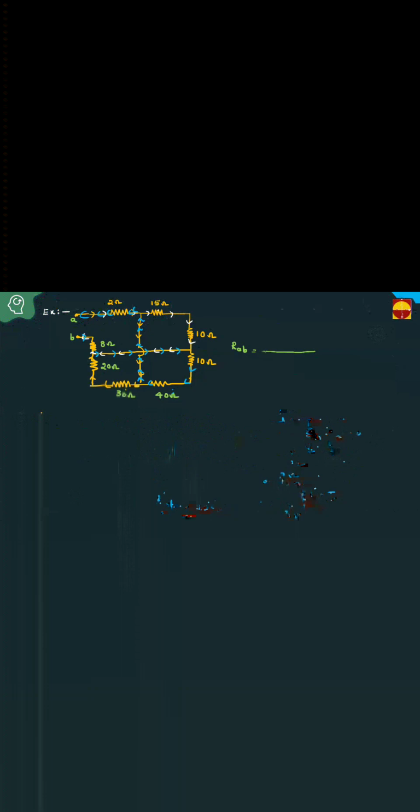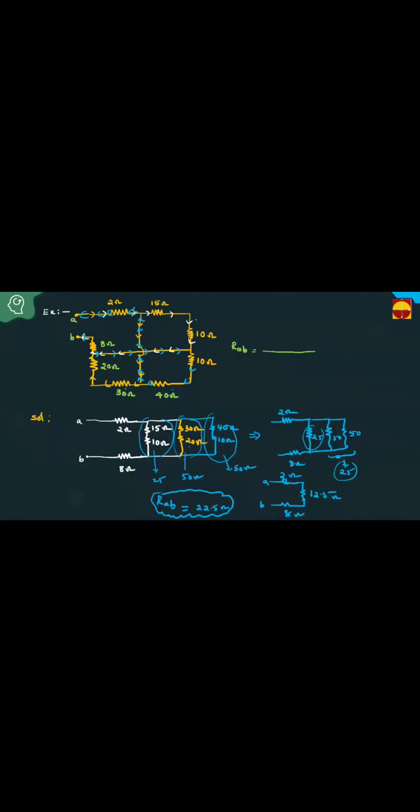Very clear. Just check the path. A to B path, series path or parallel path. I take this 15 ohms, 40 ohms, 10 ohms in series. 40 ohms and 10 ohms is one path. 30 and 20 is one path. 15 and 10 is one path. That is how to check it.